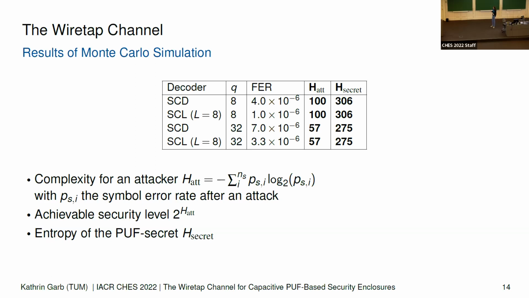And for this security level, we still achieve, for instance, for 8 intervals, 306 bits of entropy preserved for the PUF secret. And this was also one of the main results.